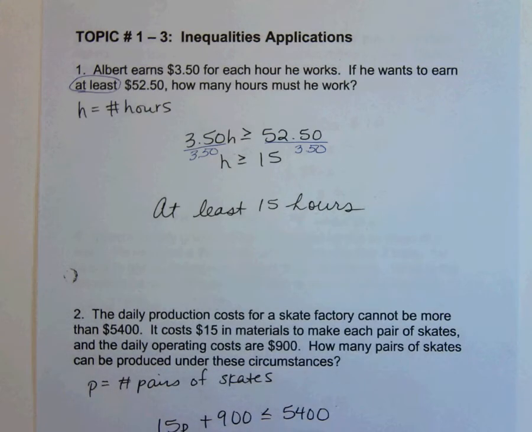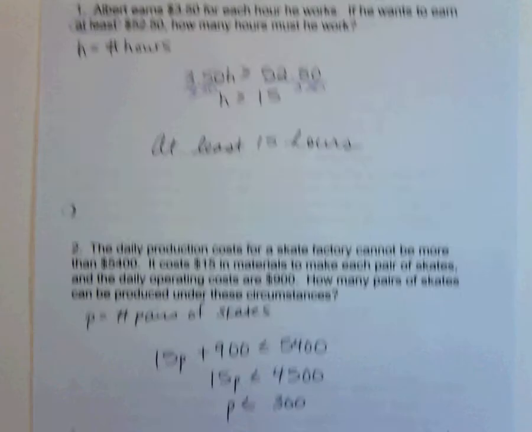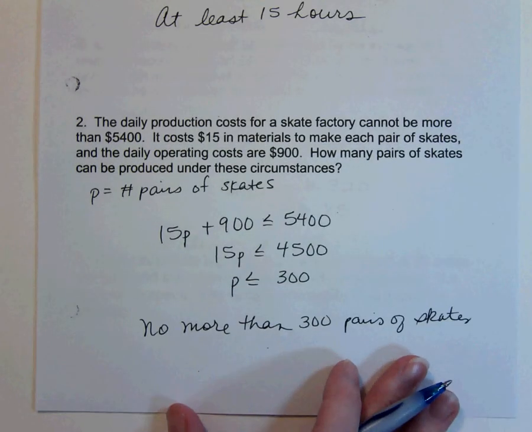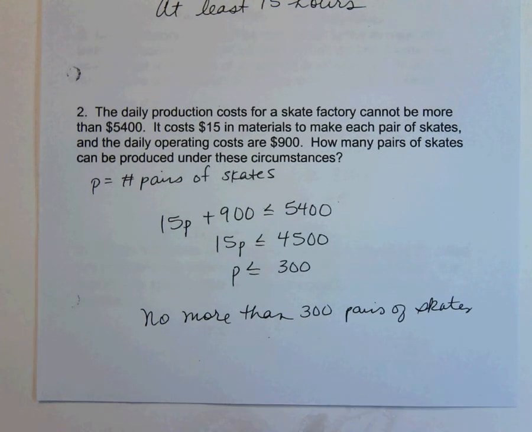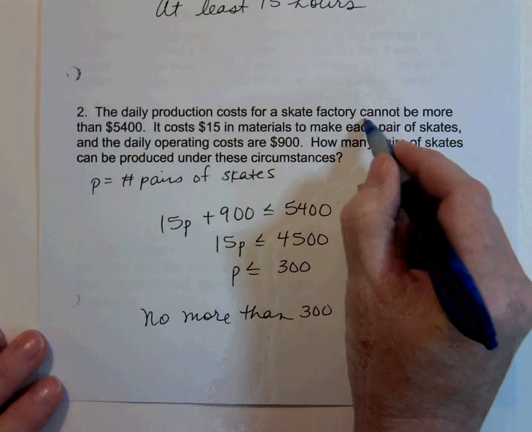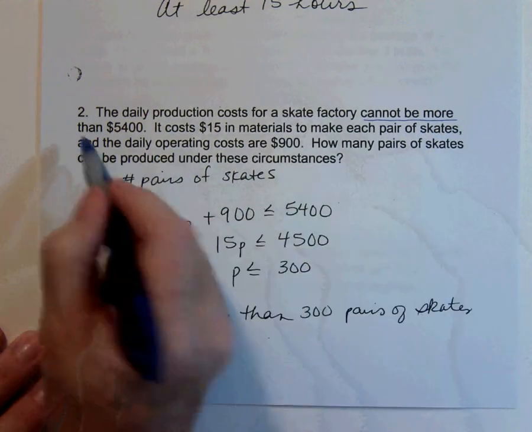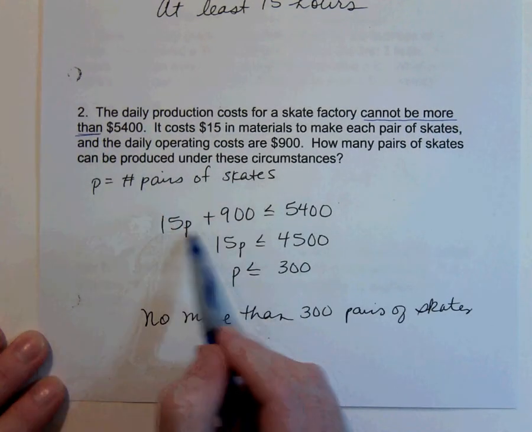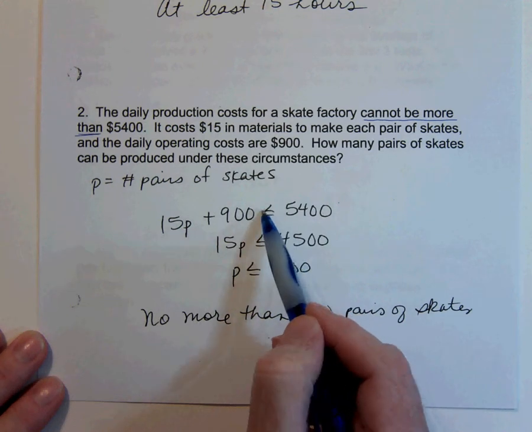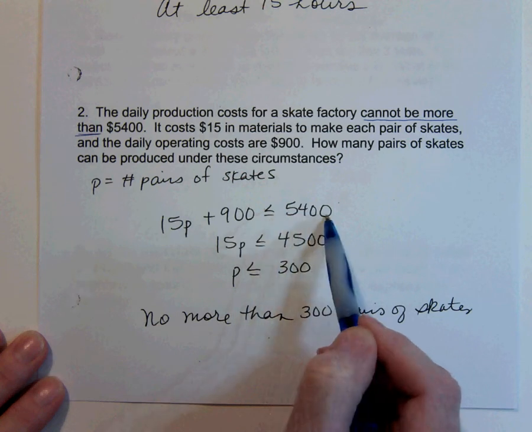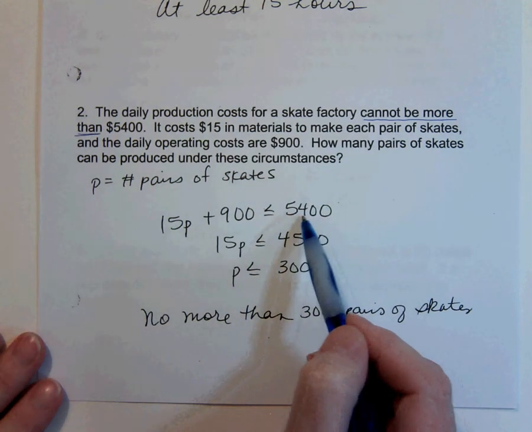Okay, look at the next one. The daily production cost of a skate factory cannot be more. So this is the key word here as far as setting up the inequality. So everything in my expression cannot be more than, so everything over here is less than or equal to. It could be equal to, it just can't be more than this amount.